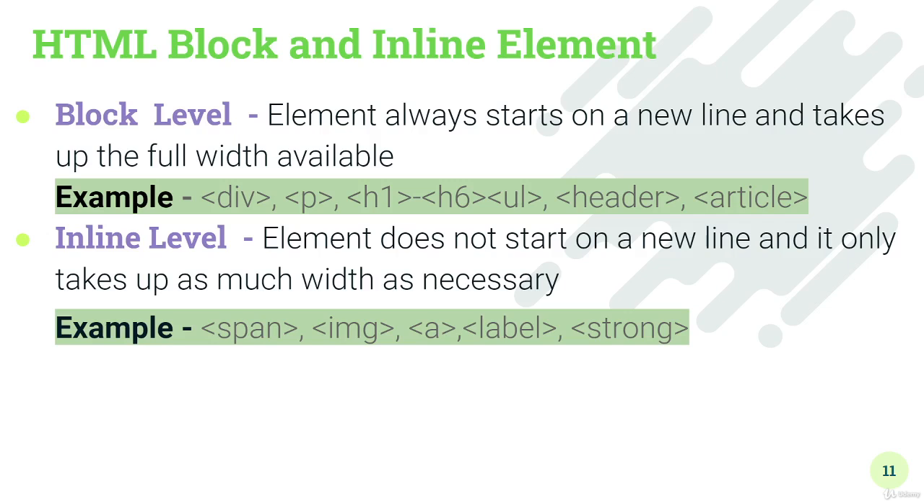And sometimes you have a scenario in which you need the element not to start on a new line but immediately after some particular text. You can use the inline level, that is the span tag, image tag, a tag, label tag, or strong tag. So let's see the difference between these two. Let's go back to our VS Code.